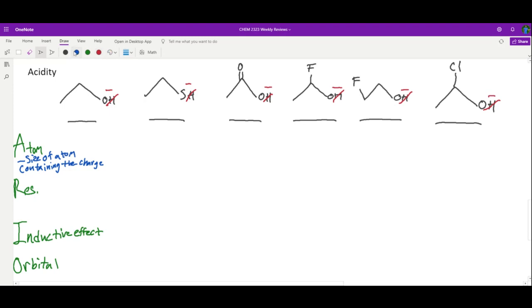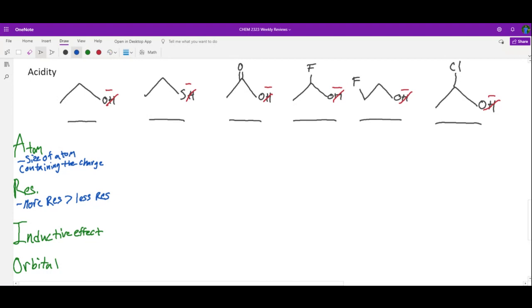Okay, now going back to our definitions. So resonance doesn't need a definition, but I will say more resonance is better than less resonance. Some of these compounds can have multiple resonance structures. The more resonance you have, the better stability and the more acidic the compound is.